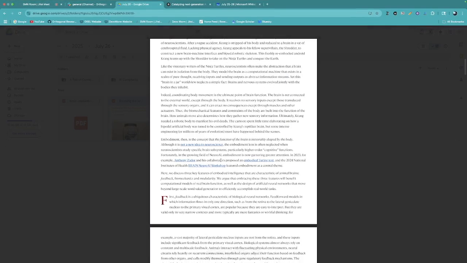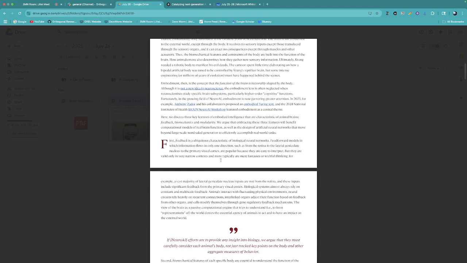Okay, so people have thought about this at least. And so here we discuss three key features of embodied intelligence that are characteristic of animal brains. The first is feedback, the second is biomechanics, and the third is modularity. We argue that embracing these three features will benefit computational models of real brain function, as well as the design of artificial neural networks that move beyond large-scale word salad generation to efficiently accomplish real-world tasks.